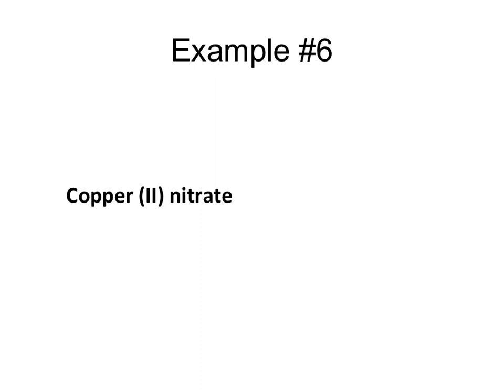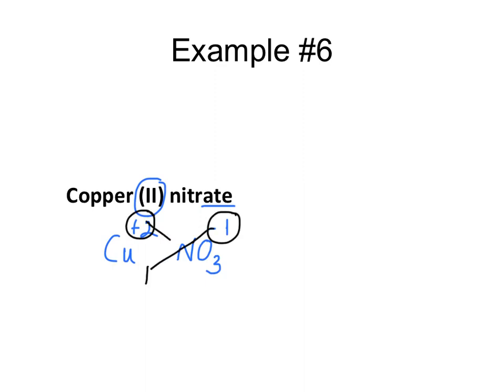Example 6 is a ternary ionic compound. I noticed the 8 at the end. And so once again, I'm going to come up with the symbol and the charge of the metal, which is Cu. The Roman numeral tells me it's +2. And then I'm going to look up the symbol and the charge of nitrate on the reference sheet, which is -1. The charges are not going to add up to 0. So I'm going to crisscross those numbers down, and I'm going to put the polyatomic ion in parentheses to separate the 2 from the 3.